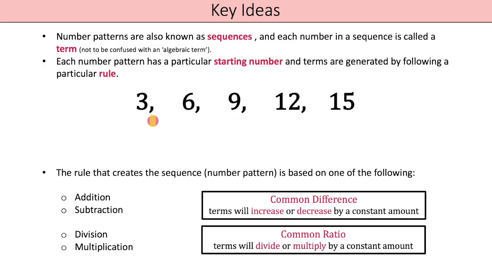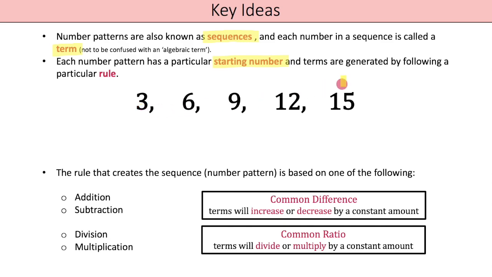So here's our example. Here's our number sequence. Our number sequence is 3, 6, 9, 12, 15. That's our sequence or number pattern, if you'd like to say it that way. Now, what is a term? Well, a term is just 3. A term is 6. A term is 9. A term is 12. So all of these are terms. So I have 1, 2, 3, 4, 5 terms here. 3 is a term, 6 is a term, 9 is a term, 12 is a term, 15 is a term. I have a starting number. My starting number is 3.